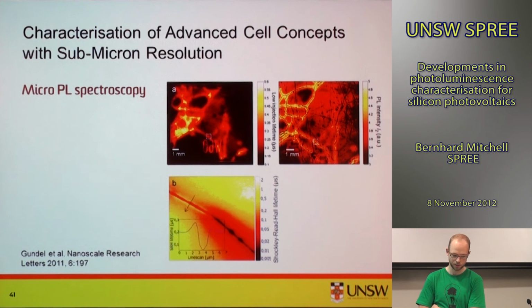Fraunhofer has published a technique called micro-PL spectroscopy, by Gundel et al. They were able to image very small structures. This is a PL image, and they chose just the grain boundary here, imaged that with micro-PL, and are able to investigate grain boundaries very well. This is just one example.